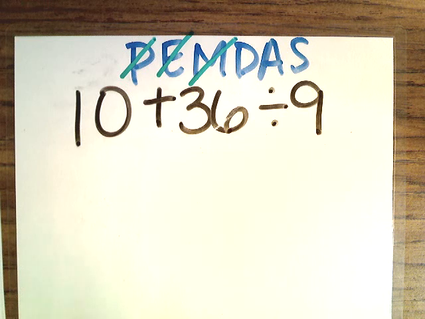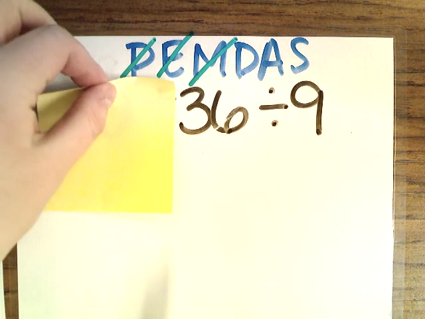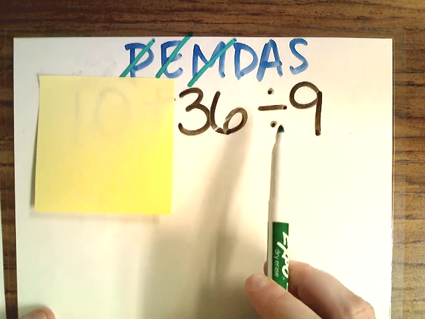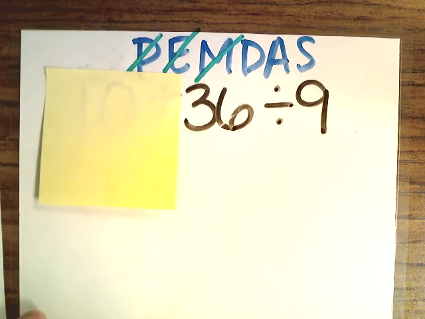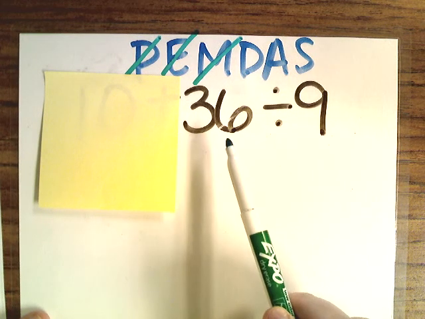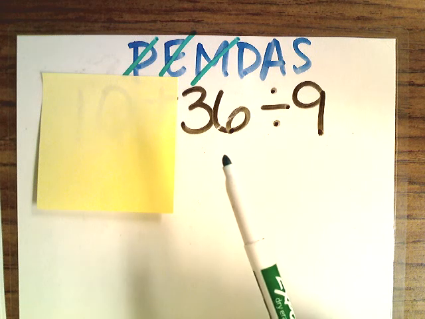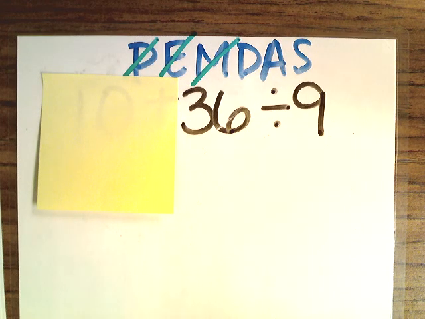So, I'm going to cover this up. I'm going to use a sticky note because I think that'll be easier. We're going to look at just the division part of this, okay? So, we have 36 divided by 9. So, what that's asking is how many times can 9 fit into 36? Now, if you don't know, you've got to count by nines to figure that out. I'm going to tell you 9 fits into 36 evenly, okay? But you have to figure that out. So, pause the video for a second to figure out how many times 9 fits into 36, and then you can unpause it and come back.